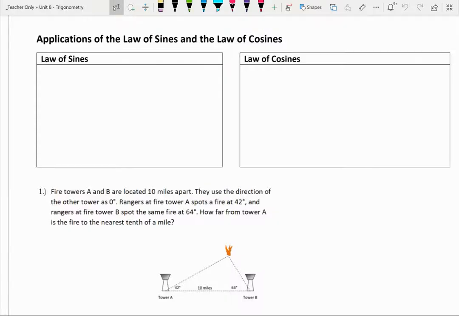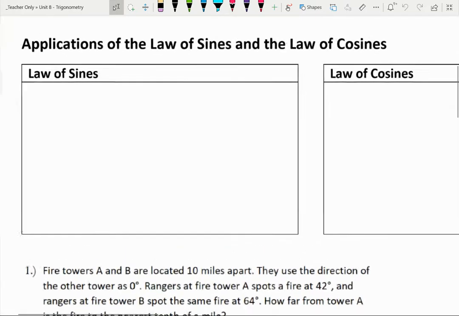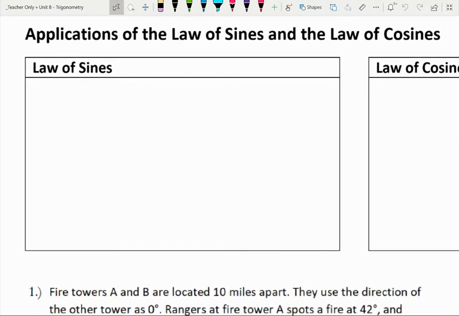Today we're going to look at some applications of the law of sines and the law of cosines. And when we say applications, yes, these are word problems, but we're thinking about scenarios and context as well. So first, let's remember what the law of sines looks like.